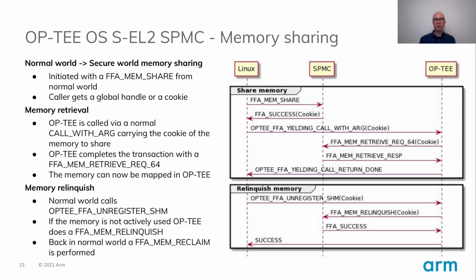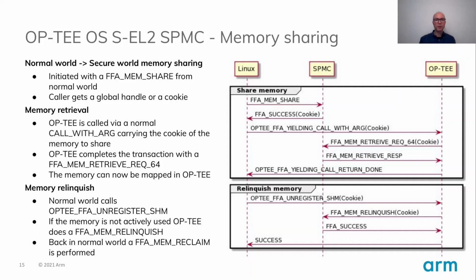The next step is to share this cookie with OPTEE. This is normally done with a yielding call with this cookie as one of the memory parameters. When OPTEE sees that this is a new cookie, it will call FFA mem retrieve req. When this function returns, the memory can be mapped in OPTEE. In the example to the right, you can see a typical sequence used to share memory.